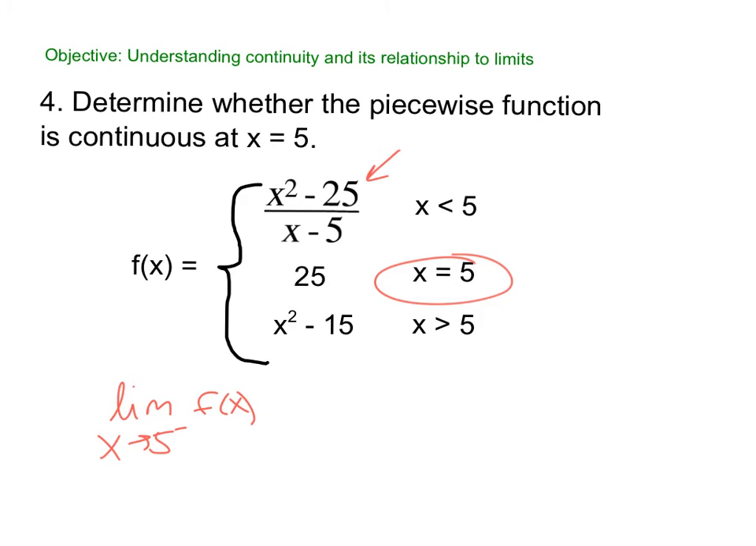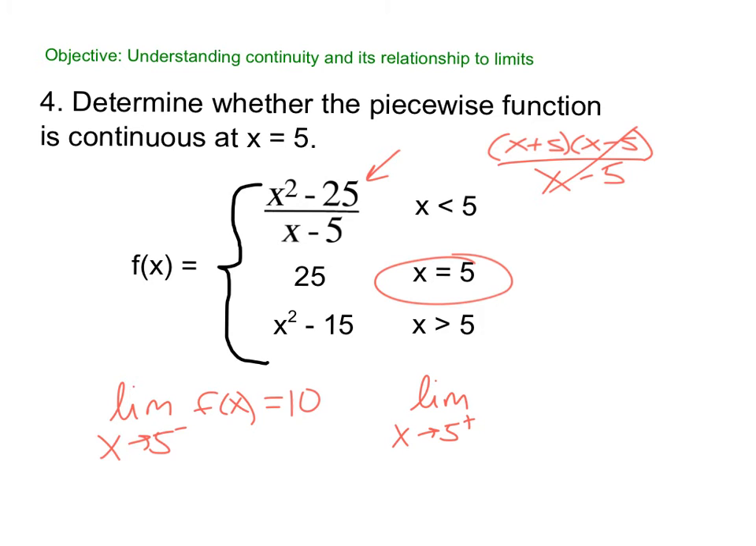So what do we do? We can cancel, right? We talked about this the other day. So if I cancel x minus 5 over x minus 5, it cancels out, and then we plug 5 in, we get 10. So the limit from the left is 10. The limit from the right is also 10, right? Because if we plug in here, the limit is 10, so we know the limit exists.